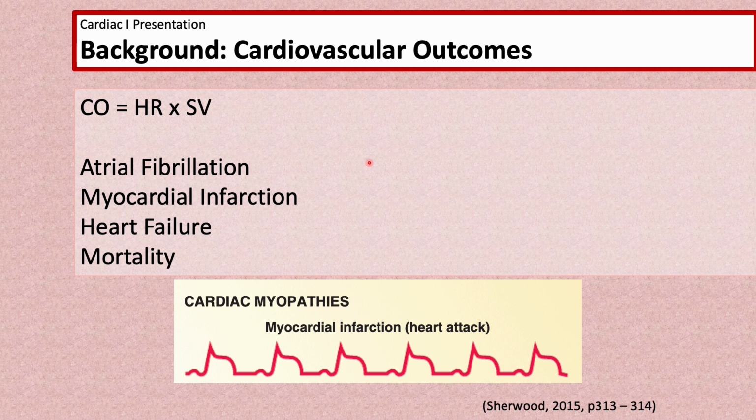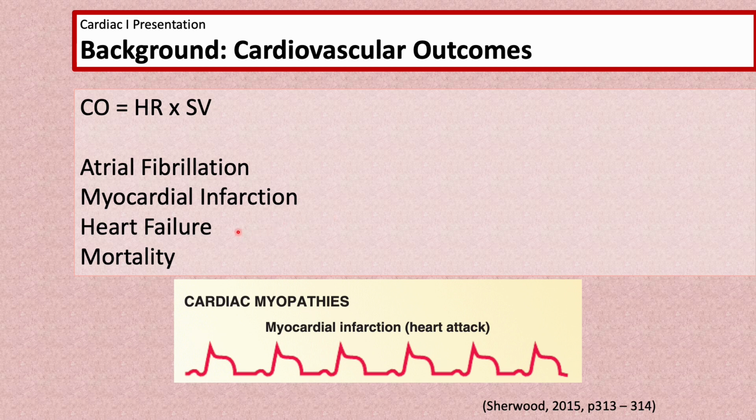Myocardial infarction occurs when the blood supply to heart tissue becomes blocked or ruptured, resulting in heart muscle damage and cardiomyocyte death. This is called a heart attack and will cause abnormal QRS complex patterns.